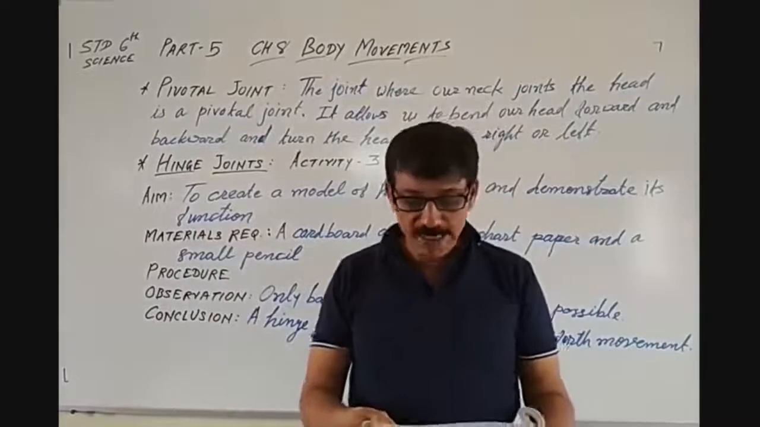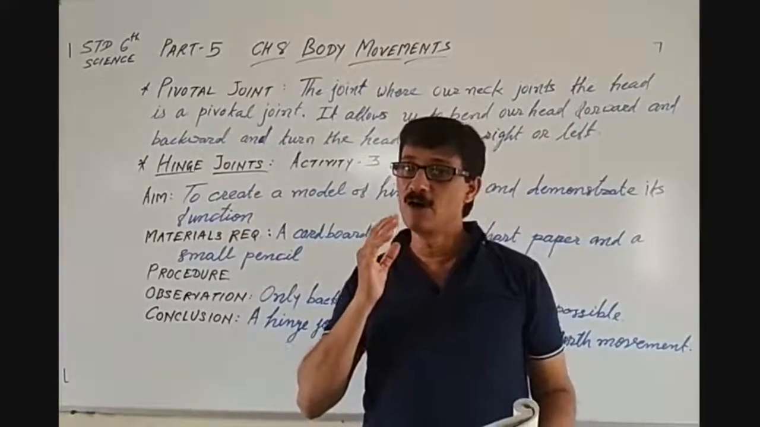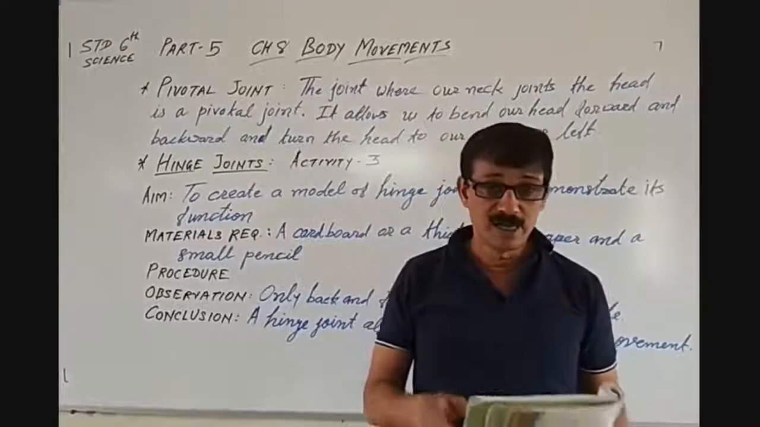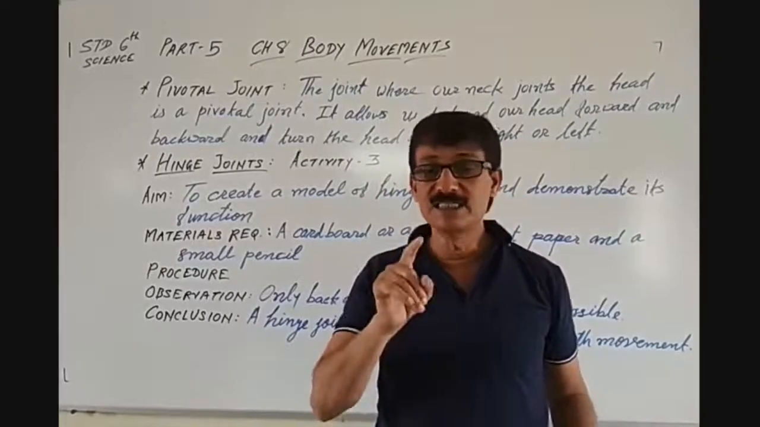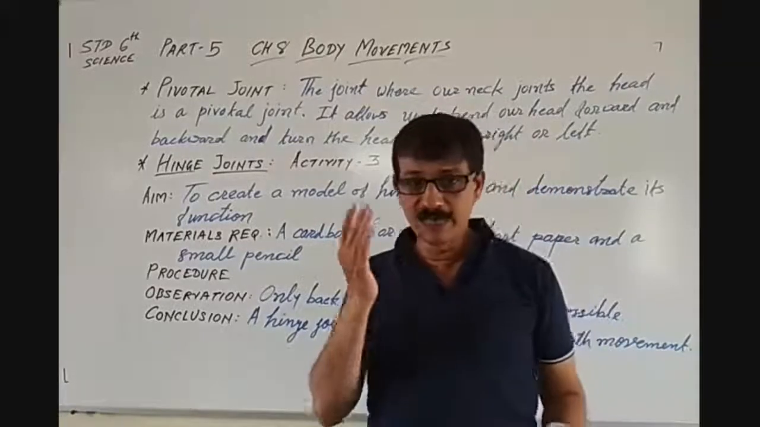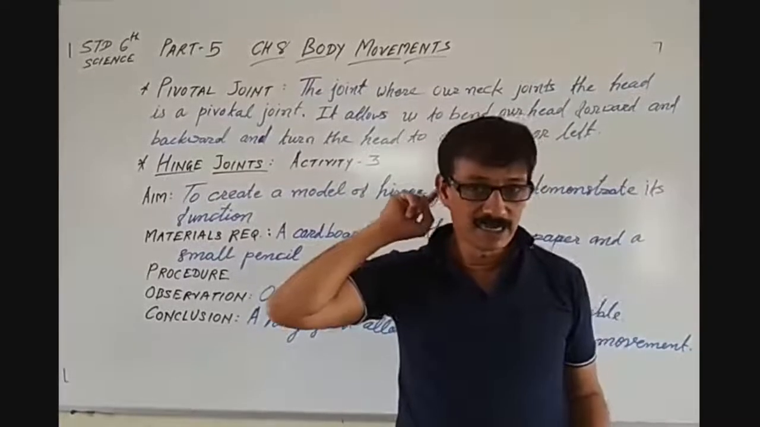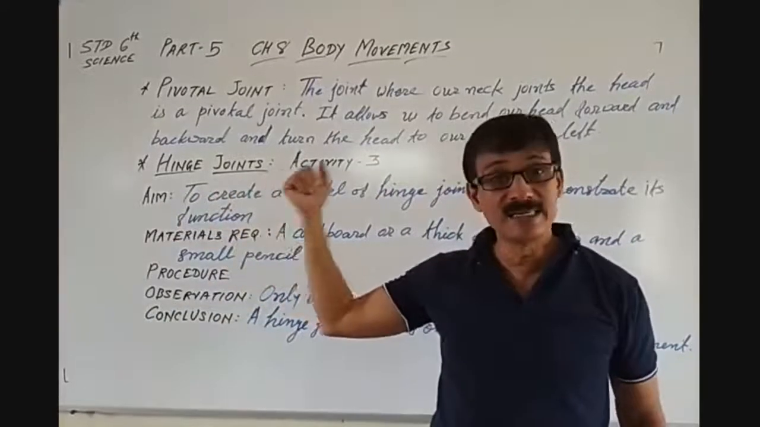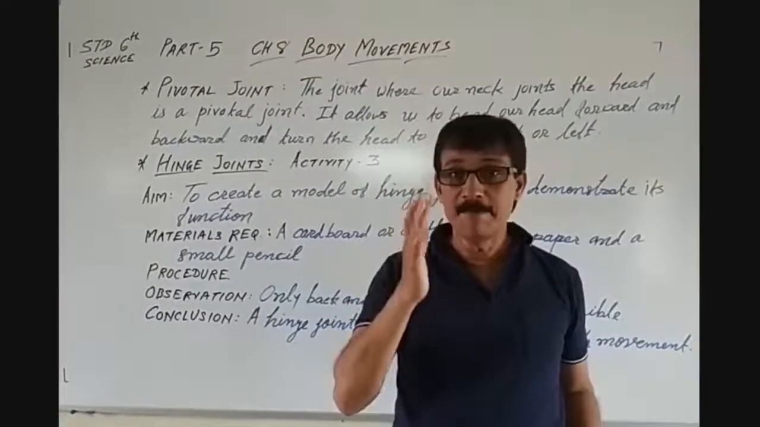Can you think of more examples of such joints? Now think of more examples of this joint. Let me give you a hint: that is the knee. Think about the knee. So think about the hinge joint. Think about the pivotal joint, which is available at the neck and head, and the hinge joint is available at the elbow. Which type of direction it allows, keep that in your mind also.